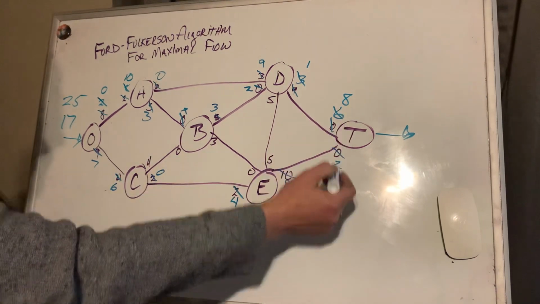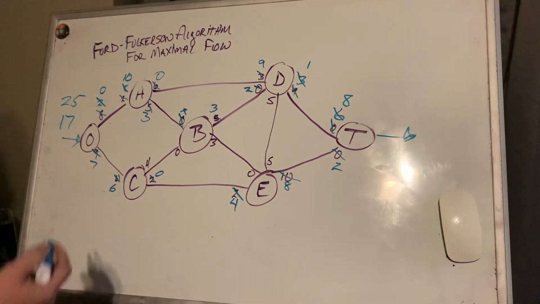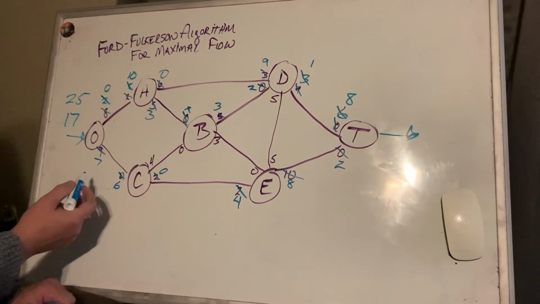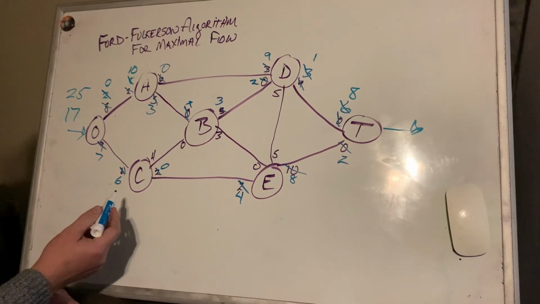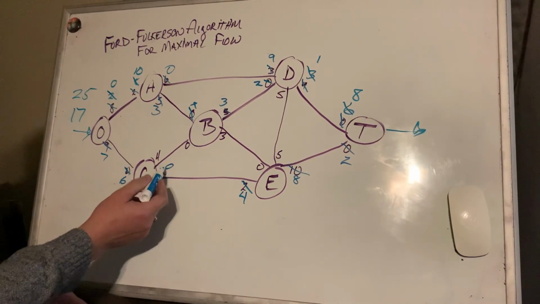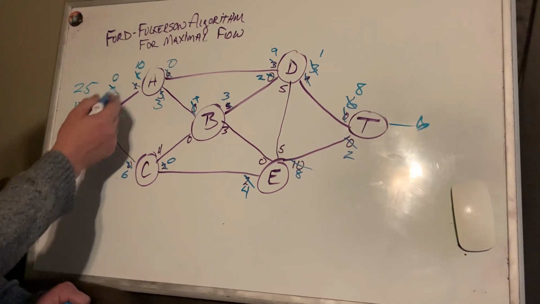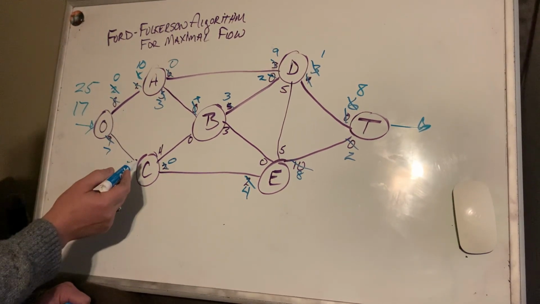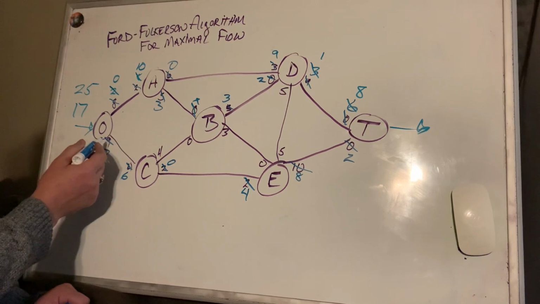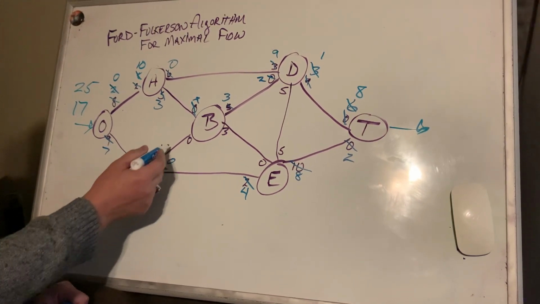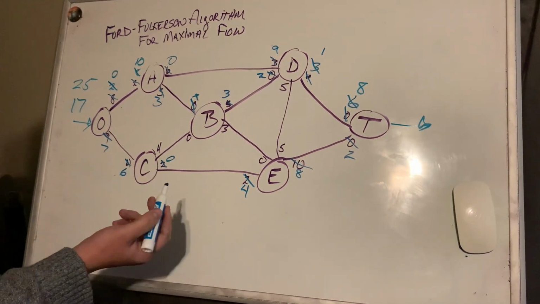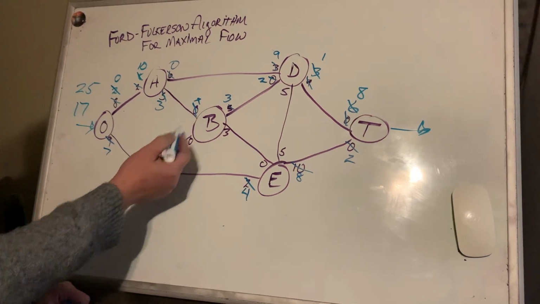So now we've got a total of 10 coming out of T, but we still got 7 more that we can send. So we want to find a path to get as much of that through as we can. We can only send it this direction because we've maximized everything from this direction. So we can only send it this way. So if we send all 7, it's going to hit this 4 and it's going to become limited. So we can only send 4 through here.